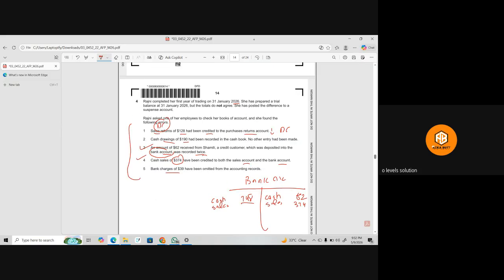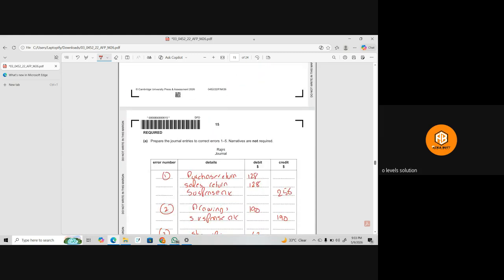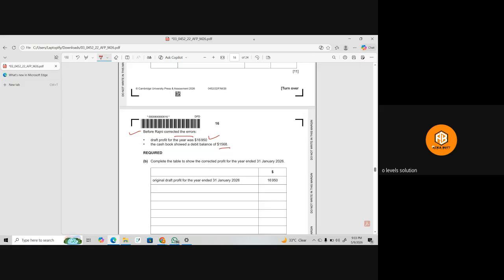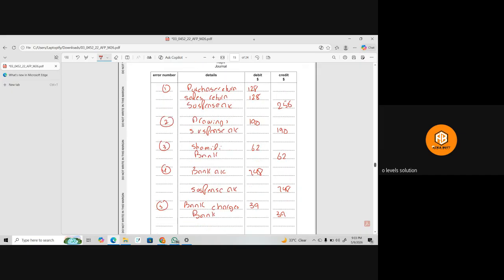Sale return of 128 had been credited to the purchase return account. So we just decreased the purchase return, and we also did not record the sale return. So we have to rectify this now. When we rectify this, as you can see, the purchase return is debited with 128, which means the purchase return has decreased, and the sale return, which is 128, will definitely increase.